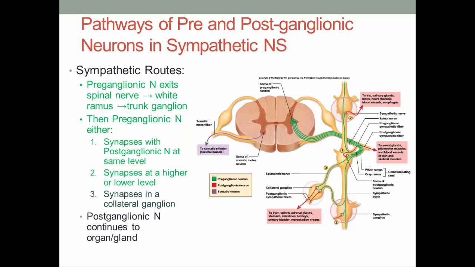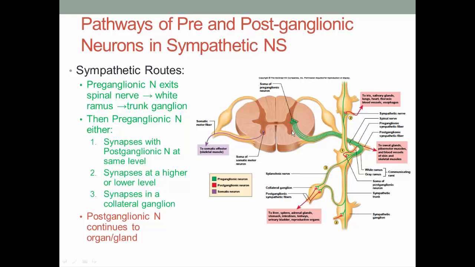The last possibility is the preganglionic neuron could travel through the spinal nerve, the white ramus, bypass the ganglion. Notice it's not synapsing at the ganglion. Exit out through what's called the splanchnic nerve, and synapse with the postganglionic neuron at a collateral ganglion. And then the postganglionic neuron travels off to the effector, whatever organ or gland that is. Okay? So those are the possibilities for travel.